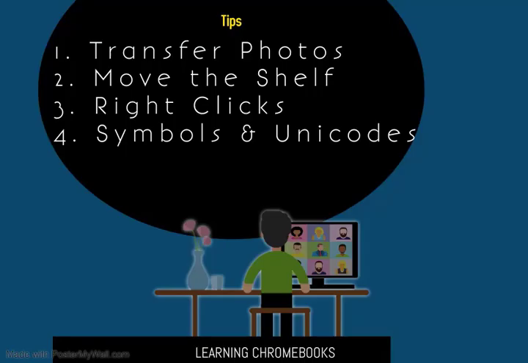In summary, we've learned how to transfer photos from your iPhone or your Android phone to your Chromebook. We've learned how to move the shelf. We've learned how to right-click, and we've learned about symbols and Unicodes.